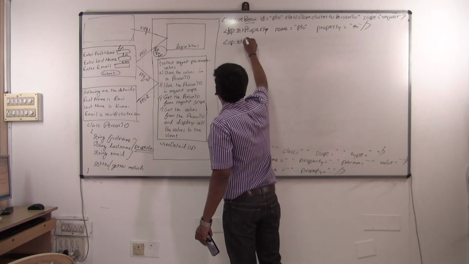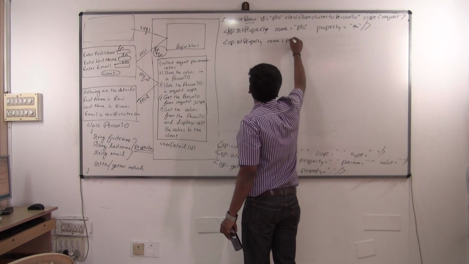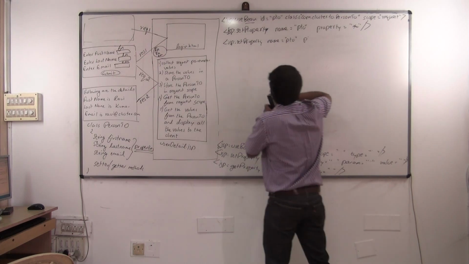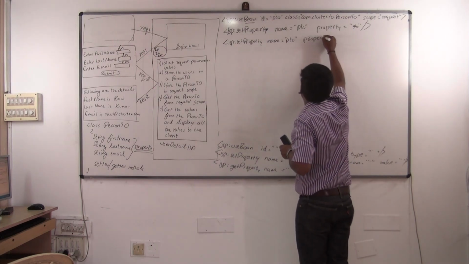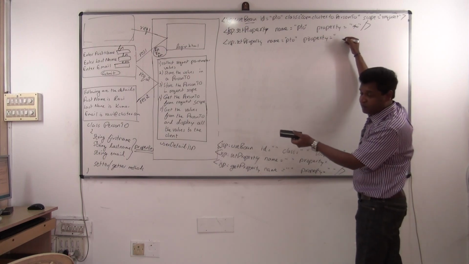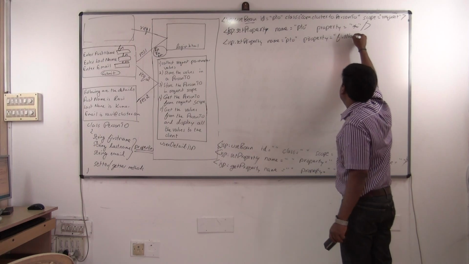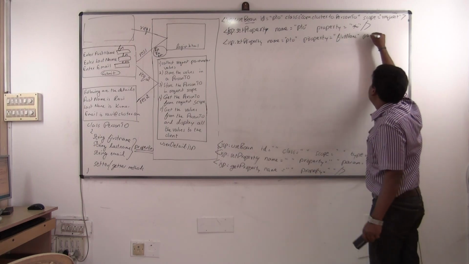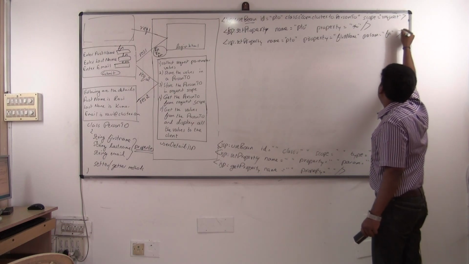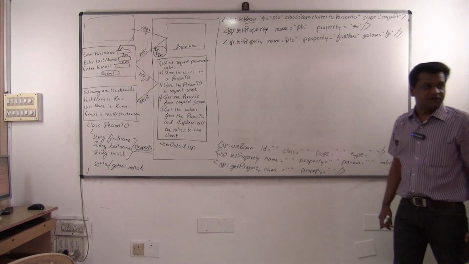JSP colon setProperty name is equal to TO only. Property is equal to, what is the property? First name. What is the param? fn. Good. So this is how you will do it. If they are different, you will do it like this. Understood? If they are different.